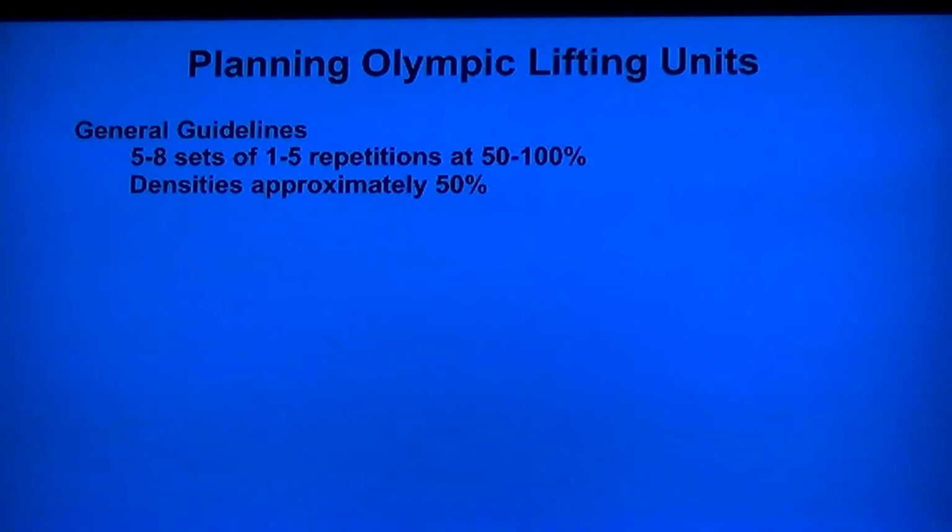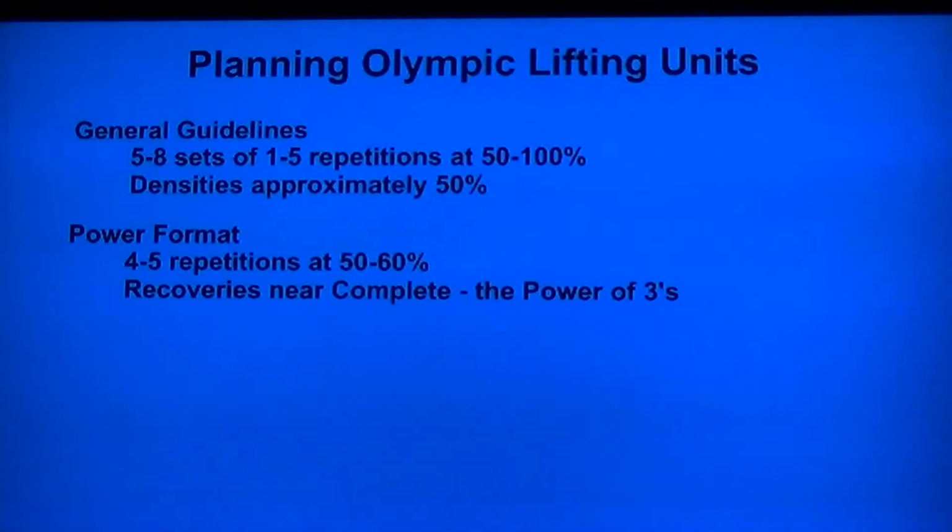Olympic lifting units should contain 5 to 8 sets of 1 to 5 repetitions with intensities ranging from 50 to 100% of single rep max. Approximately 50% of all training sessions, meaning any type of training, should contain an Olympic lifting unit. In this training system, Olympic training units take 3 forms.